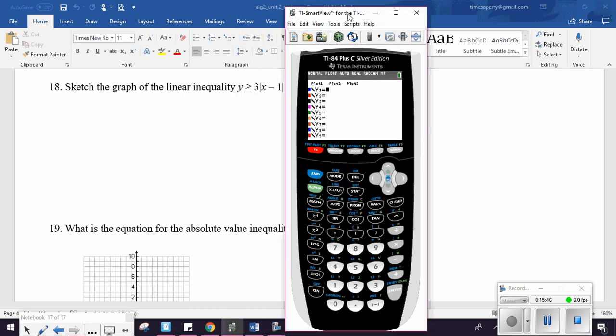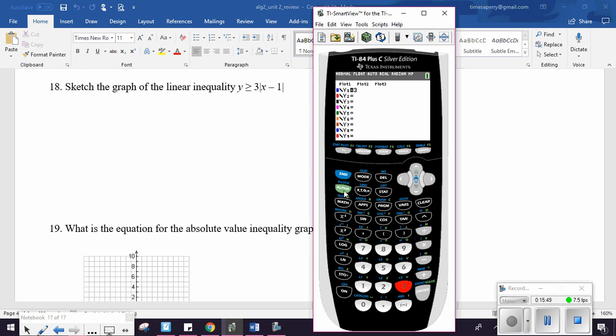We're going to type in 3 absolute value. So math, num, 1, and then x minus 1 inside the absolute value, and graph. If you want to convert back to the basic window that you're used to seeing, go to zoom, standard, so 6, and it automatically converts it back to the original screen.